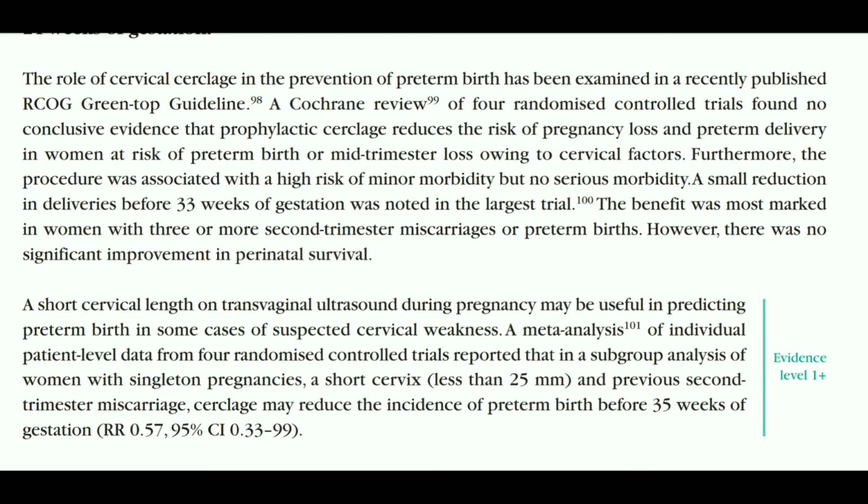Now, what is the role of cervical length on TVS? Cervical length on TVS during pregnancy may be useful in predicting preterm birth in some cases of suspected cervical weakness. A meta-analysis of individual patient level data from 4 randomized controlled trials reported that in the subgroup analysis of women with singleton pregnancy, short cervical length of less than 25 mm and previous second trimester miscarriage, cerclage may reduce the incidence of preterm birth before 35 weeks of gestation.